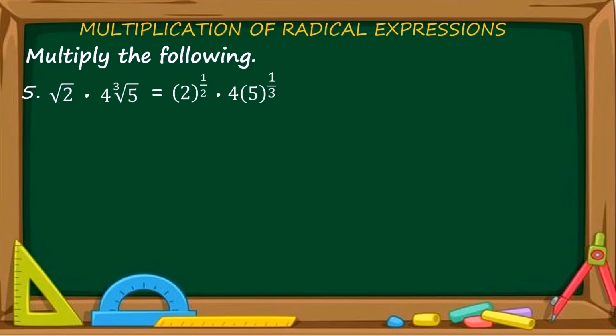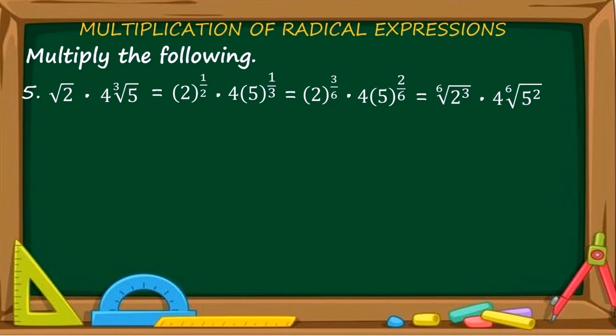So 2 raised to 1/2 will give us 2 raised to 3/6. And then 6 divided by 3 is equal to 2 times 1. So 1/3 is equal to 2/6. So it is equal to 4 times 5 raised to 2/6. Then let's go back again by changing this into radical form. 2 raised to 3/6 is equal to the 6th root of 2 raised to 3. The denominator 6 will be the index, and the numerator 3 will be the exponent of 2, times 4, the 6th root of 5 raised to 2.